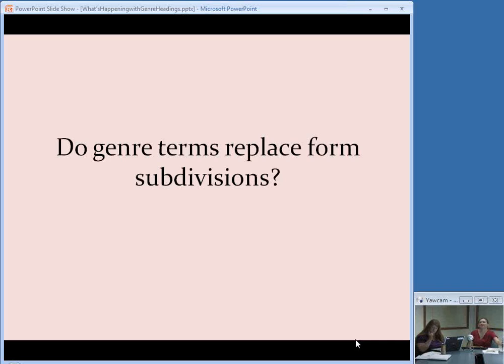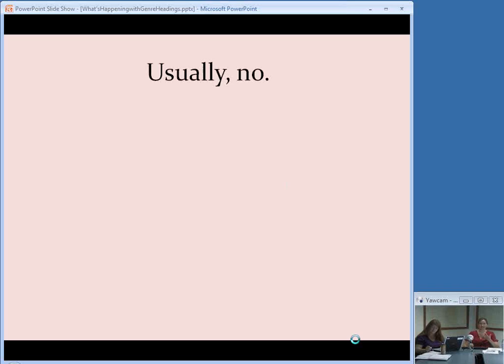Now what you may be wondering at this point is, do genre terms replace form subdivisions? There is another way to indicate genre and form information in our subject headings, and that's the subfield v, form subdivision. Some people think that because the Library of Congress is focusing this push on issuing new genre terms, maybe they're getting rid of form subdivisions. The answer is usually no. They do not replace form subdivisions.